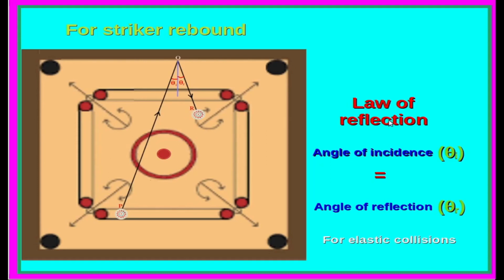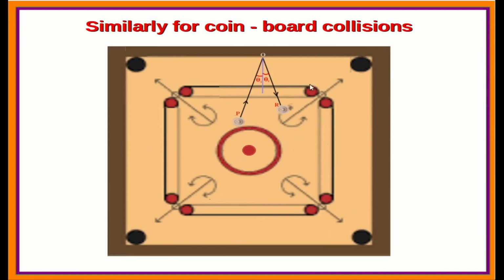So here the law of reflection gives the angle of incidence theta I is equal to the angle of reflection theta R. This is basically for elastic collisions. For inelastic collisions, this will not be true. Similarly for coin board collisions. If a coin has been struck by the striker and it goes towards the board edge and then rebounds, there also, in the case of elastic collisions, the angle of incidence would be equal to the angle of reflection.